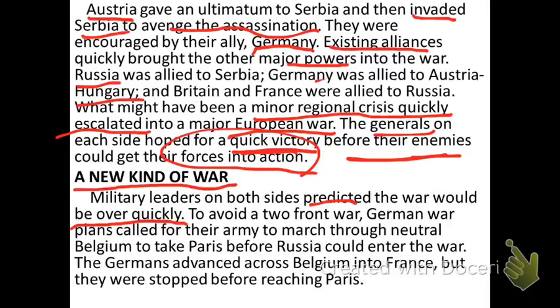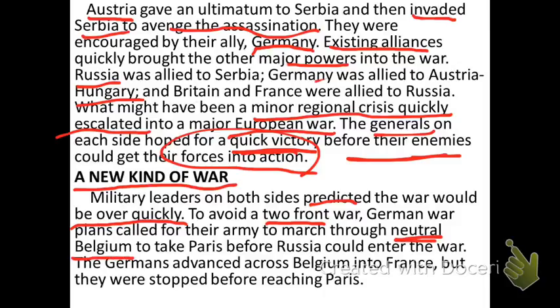To the west and to the south, you have the Brits and the French. And so Germany is kind of surrounded. And so to avoid that two-front war, which means your troops are divided, fighting on two separate sides in the east and the west, Germany's war plans called for their army to march through neutral, here again, neutral Belgium.